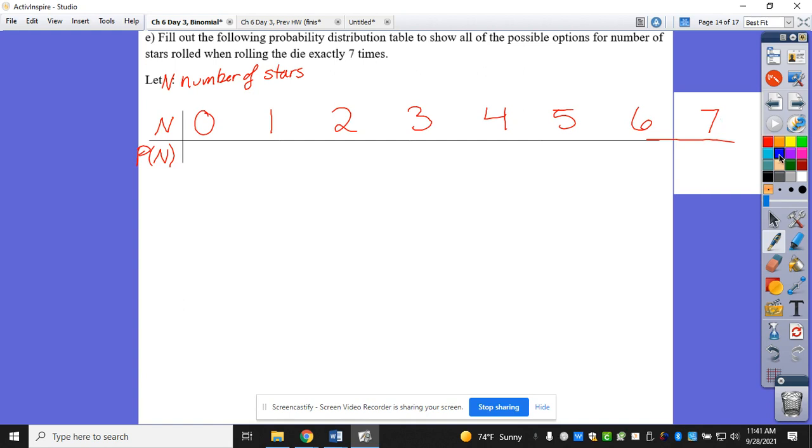So second distribution, binomial PDF, your n is what? Or your trials is what? 7. Your p is what? 3 out of 7. And then for right now, you're typing in x is 0. And you get what? 0.